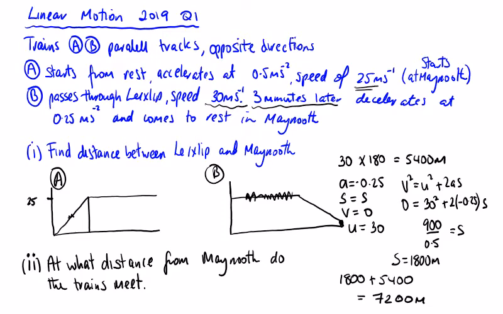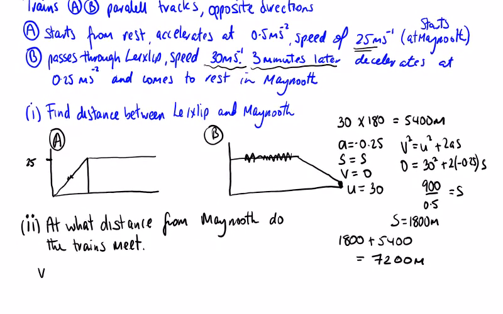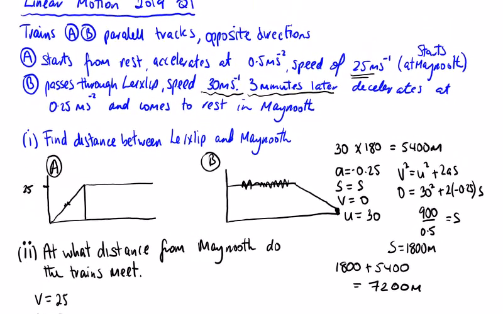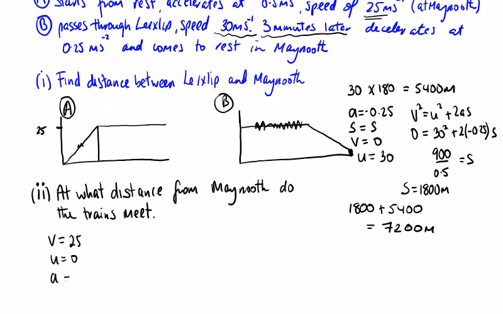So for A, we have this velocity is 25. It starts from rest. The acceleration is 0.5. And we want the time it takes to get there. And this is my time down the bottom here. So time is equal to t. So v is equal to u plus at. So 25 is equal to 0 plus 0.5t. So you can see it's going to be 50 seconds. t is equal to 50 seconds. So that's how long it takes A to get to here.